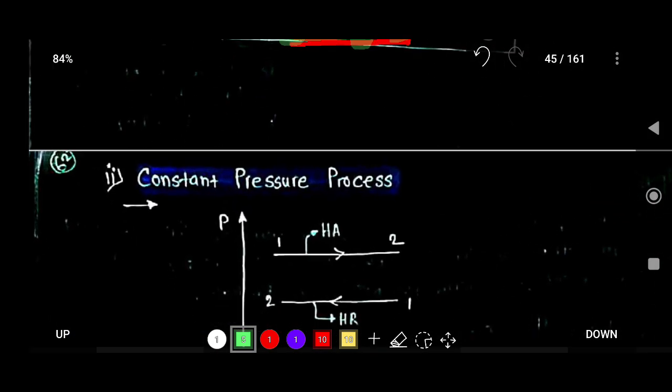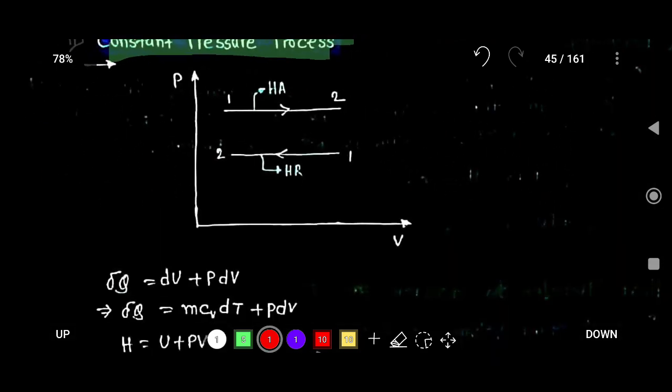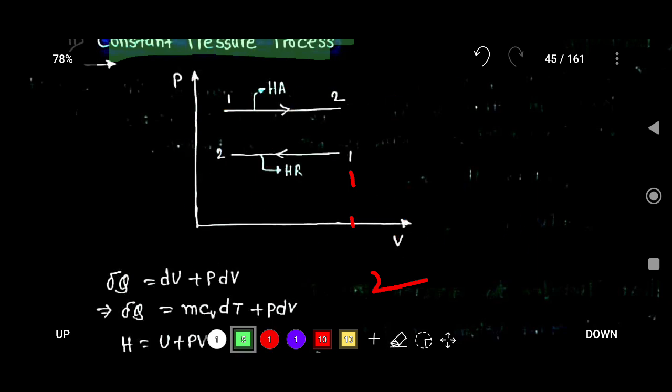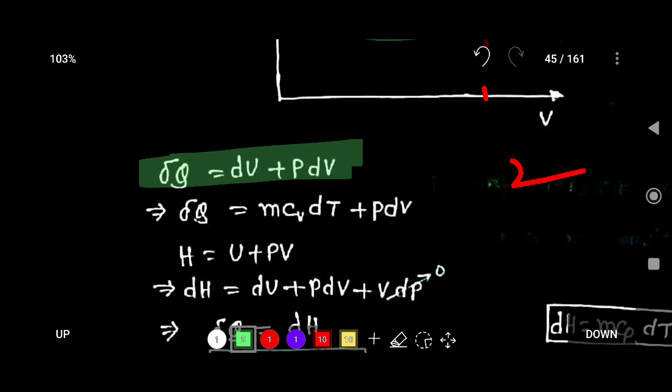Now focus on the constant pressure process. This is a PV diagram, and if the process goes like this, the volume increases. This is the initial volume and this is the final volume. If the volume increases, it is a heat addition process, and if the volume decreases, it is a heat rejection process. Now you know the first law of thermodynamics: del q is equal to du plus pdv, and du is m cv dt, so m cv dt plus pdv.